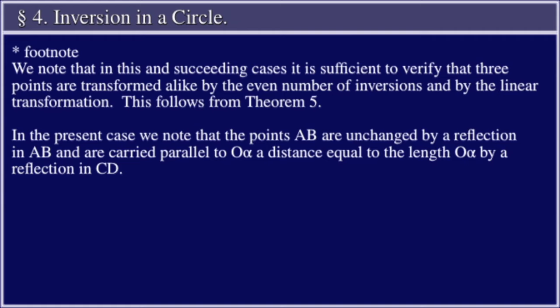Footnote: we note that in this and succeeding cases, it is sufficient to verify that 3 points are transformed alike by the even number of inversions and by the linear transformation. This follows from Theorem 5. In the present case, we note that the points on AB are unchanged by a reflection in AB and are carried parallel to Oα, a distance equal to the length Oα, by a reflection in CD.